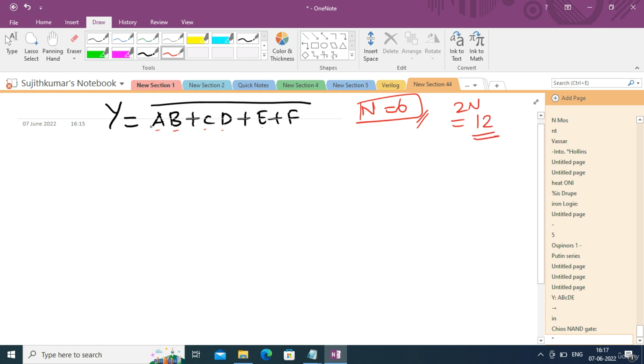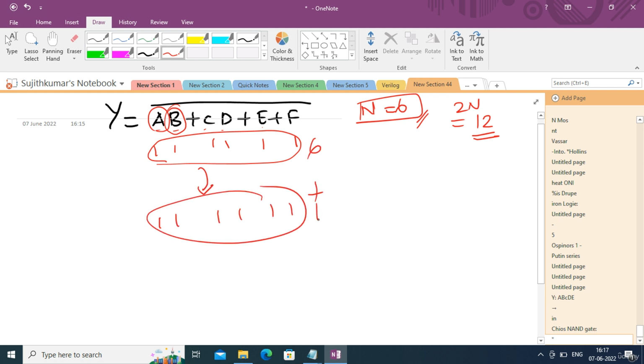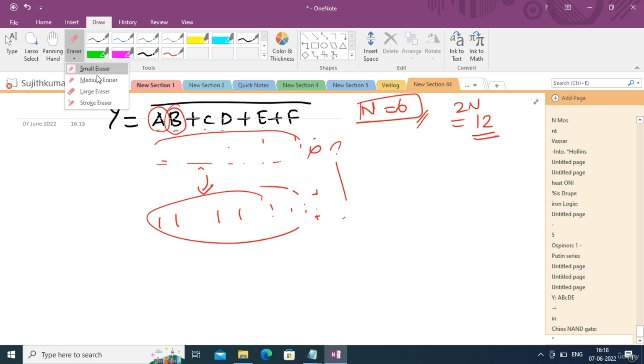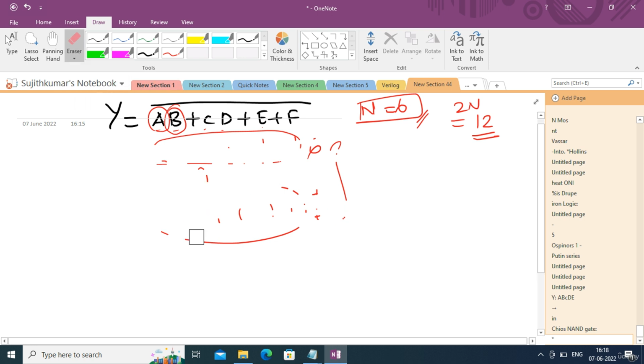Why 12? Because for each input we will have one NMOS transistor, right? And 6 NMOS means if you make it dual you will get 6 PMOS also. So 6 plus 6 will become 12. So when you want to implement a logic with n number of inputs, you need 2n number of transistors. Okay, that has to be noted.